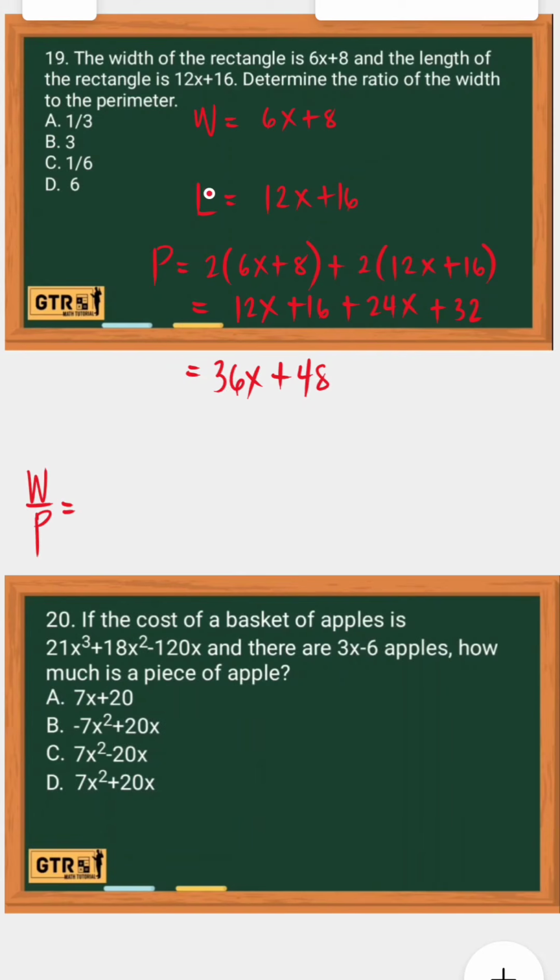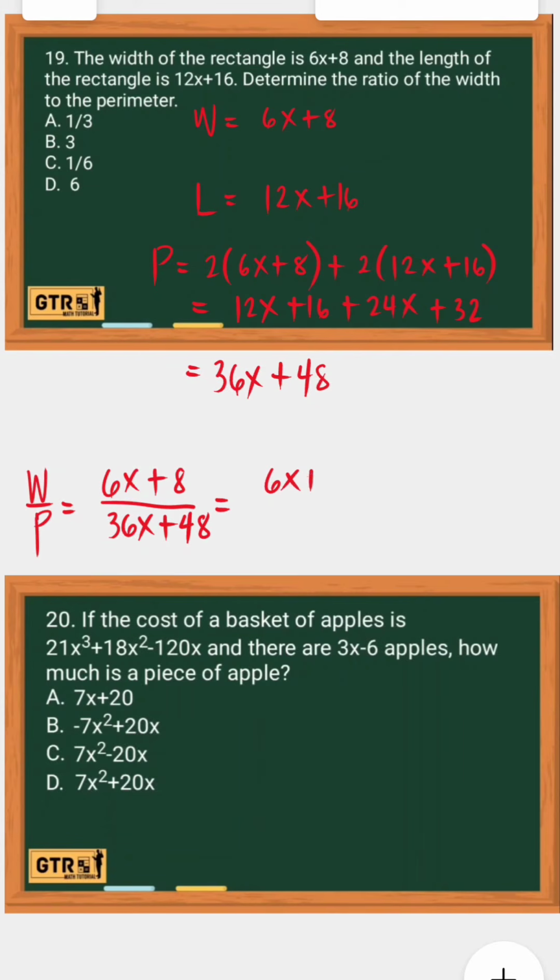So ang ratio ng width to perimeter, so we have 6x plus 8 ang width. 6x plus 8 over the perimeter is 36x plus 48. So i-factor lang natin ang denominator. So kung mapapansin nyo, 36 and 48, pwede nating i-factor out ang, kailangan makakuha tayo ng 6x plus 8 din. So divide natin sa 6. Factor out natin sa 6, magkakaroon kasi tayo ng 6x plus 8 din dyan.